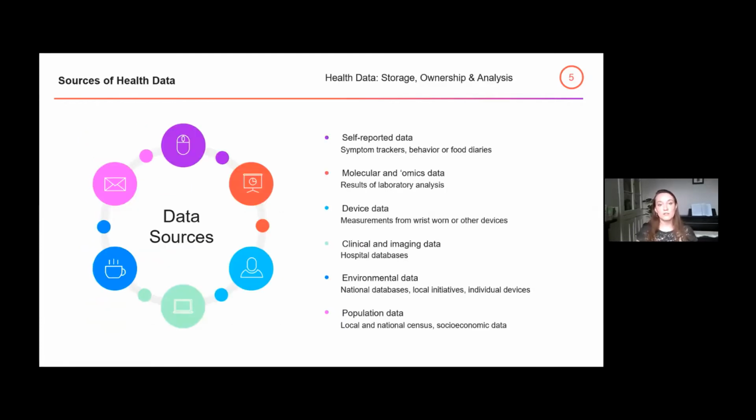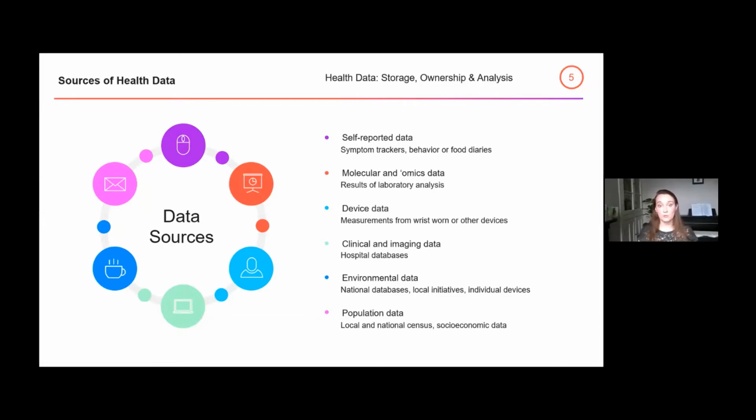So where do these come from? And I've given some examples. One of the data sources that has become especially crucial in the current COVID-19 pandemic has been self-reported data, for example, through symptom trackers. Here people can supply their health status and other variables and symptoms to a database, and that can be really quite useful. There are lots of initiatives out there. Examples such as behavior or food diaries have also been used extensively.